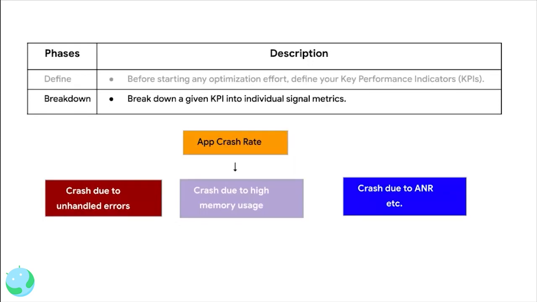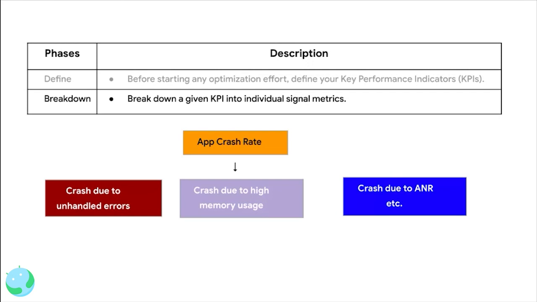Even those key performance indicators might have many things. You can't just say I want to fix the app crash rate for my application. You have to consider, are these crashes due to unhandled errors in your code? Are they due to high memory usage, or ANRs, or anything else? You need to categorize, and find out which one is impacting your application the most. The highest one is maybe the unhandled errors. You need to find that, and start working with that one.